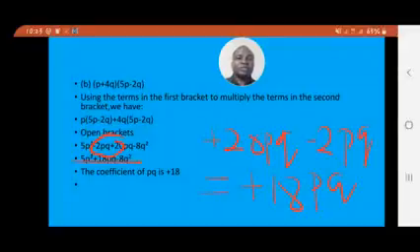And the other question says we should find the coefficient of pq, and I told you that the coefficient is a number in front of a letter. So the number in front of pq is plus 18, as simple as that.